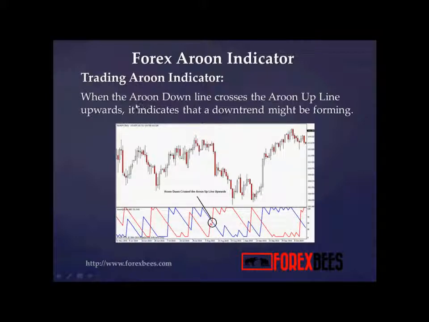When the Aroon down line crosses the Aroon up line upwards, it indicates that a downtrend might be forming. In this picture, you can see that the red line has crossed the blue line upwards. That means the Aroon down line crossed the Aroon up line upwards, and you can see a strong downtrend has formed.